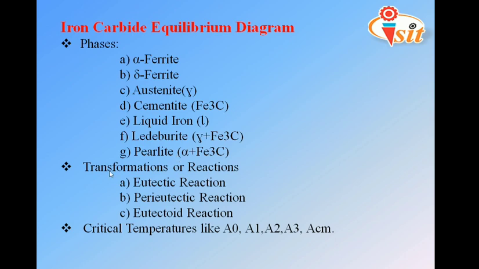Okay, then we have 3 reactions. In that first eutectic reaction, second peritectic reaction, and third eutectoid reaction. Okay, then at the end we are going to cover the point, that is critical temperatures A0, A1, A2, A3 and ACM. So these are the 3 basic points or the sub points we are going to cover. Those are the 7 phases, 3 reactions and 5 critical temperatures.